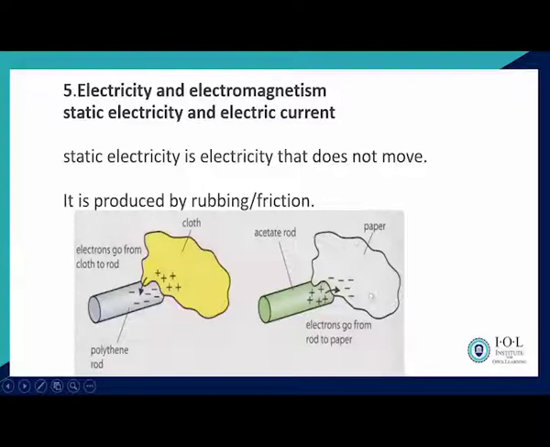The other scenario is this one, rubbing the acetate rod with a paper. You can see here that electrons are moving from the rod to the paper, because these are different materials from the first one. When you rub the acetate rod with a paper, you are separating charges again, but in this case the negative charges are moving from the rod to the paper. At the end, the rod will be positively charged and the paper will be negatively charged. That's how we charge an object, by rubbing or by friction.